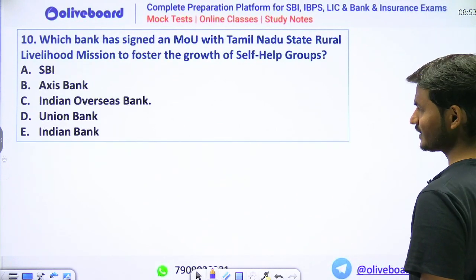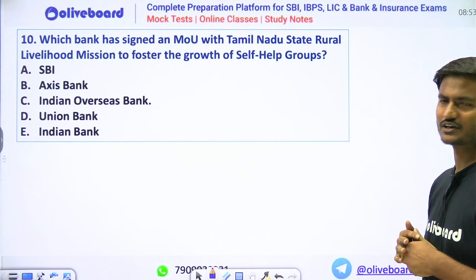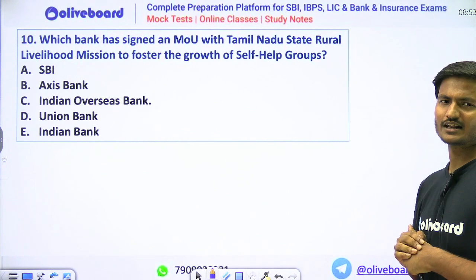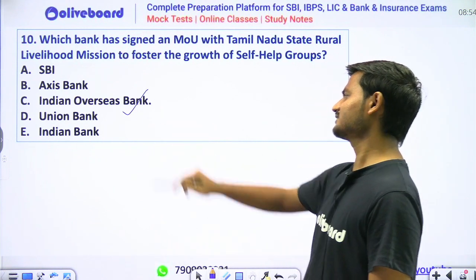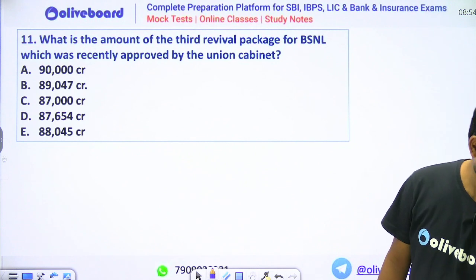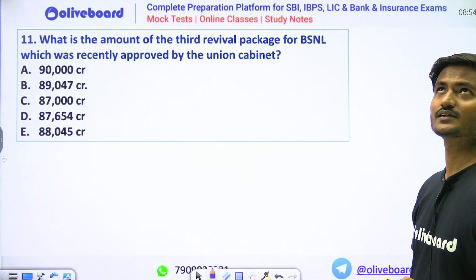Okay, now the next question. Which bank has signed an MOU with Tamil Nadu State Rural Livelihood Mission to foster the growth of self-help group? To foster the growth of self-help group, the answer to that is Indian Overseas Bank. Now the next question.